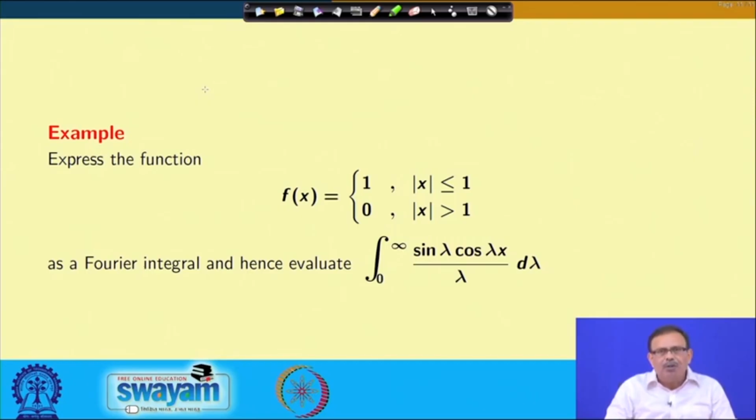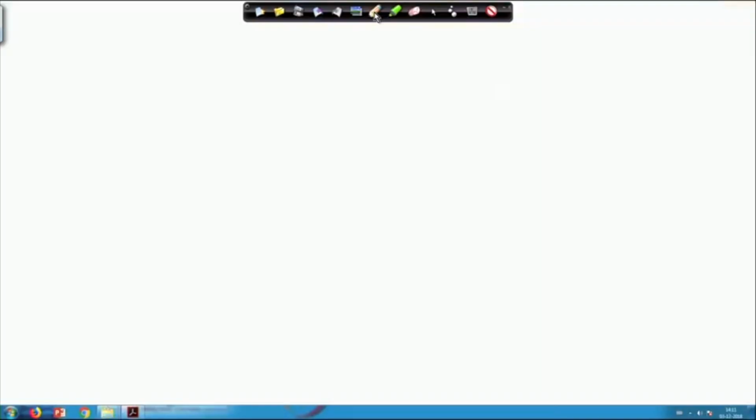So, my first job is to express the function f(x), defined like this, as a Fourier integral. Then, using the result I obtain, I will try to find the value of the integral from 0 to infinity of sine of lambda, cos of lambda x, by lambda, d lambda. Actually, here one x will come in this place. So, let us see the value by the Fourier integral formula.